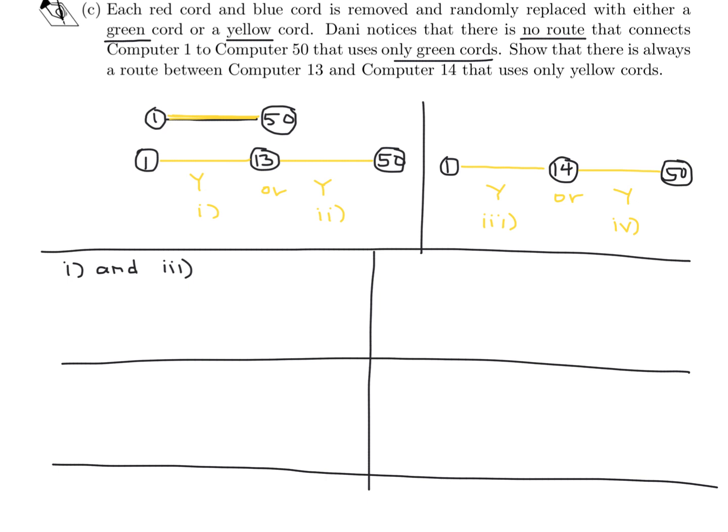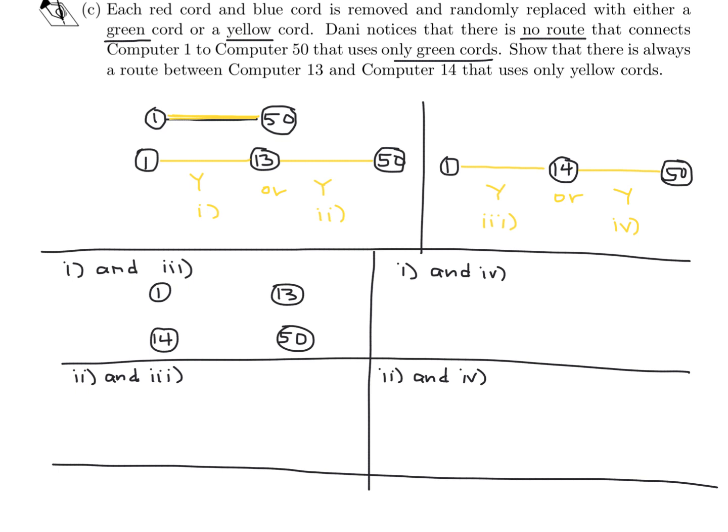The next one would be 1 and 4. The next one is 2 and 3. And the last one is 2 and 4. Okay, so now let's make the diagrams. So we have 1, 13, 14, and 50.